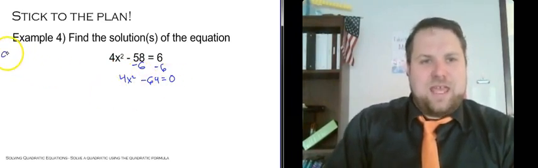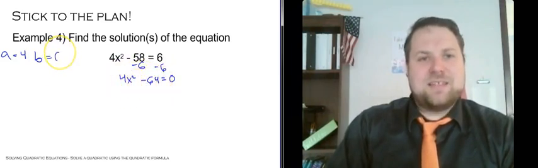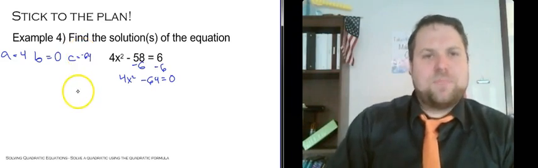I just need to know A, which is 4, and B, which is the coefficient of x. And notice the x term is just straight up missing in this problem. When that is the case, then B is going to be equal to 0. And C in this case is, of course, negative 64.